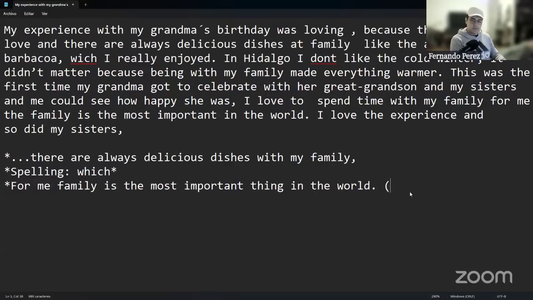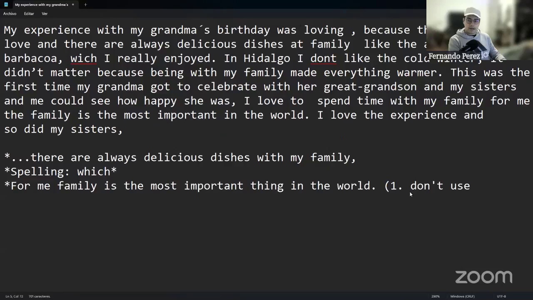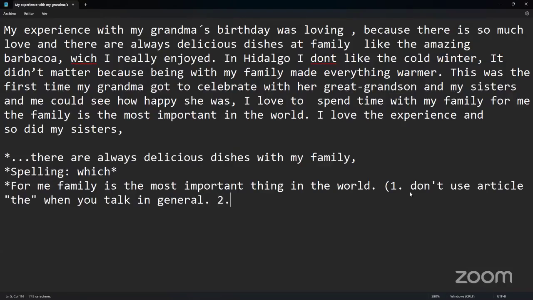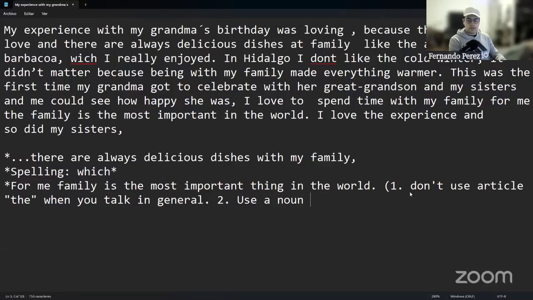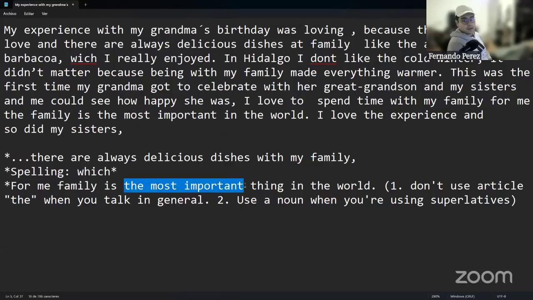So here's the feedback. Number one, don't use the article the when you talk in general. Number two, use a noun when you're using superlatives. Superlatives is most, right? The most important. Important. Okay. Yes. Complete.